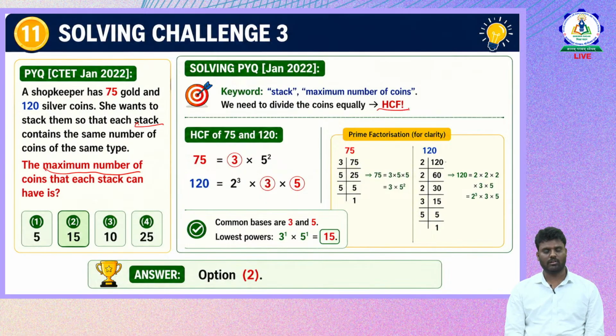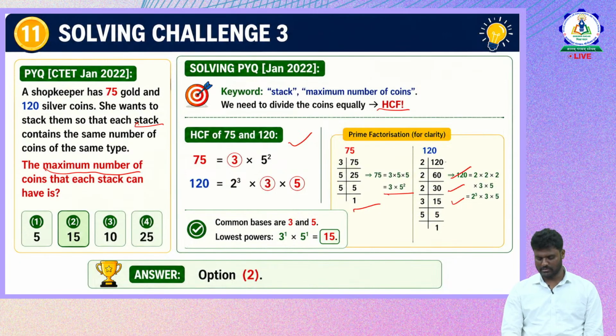To divide the coins equally we need to find the common factor of the given numbers. Now we need to identify the HCF of 75 and 120. The HCF, the common factor of 75 and 120, is 15. 75 can be written through factorization as 3 into 5 squared. 3 fives are 15, 5 fives are 25, and then dividing by 5 again, the remainder becomes 1. Similarly for 120: 2 sixties are 120, 2 thirties are 60, 2 fifteens are 30, and then again it cannot be divisible by 2.